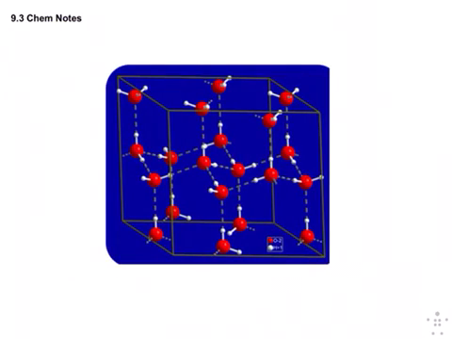So if we look at this, the red would be the oxygen atoms, and the white is the hydrogen atoms. And so the dashed lines represent the hydrogen bonds. But notice, because of the bent structure of a water molecule, it leaves all of this empty space. And this empty space is filled with air then, which causes ice to be less dense than water.